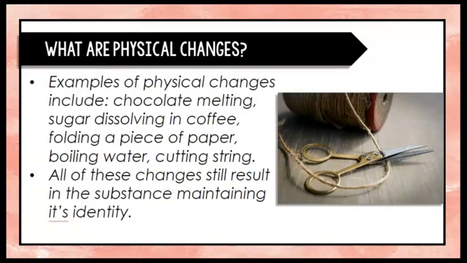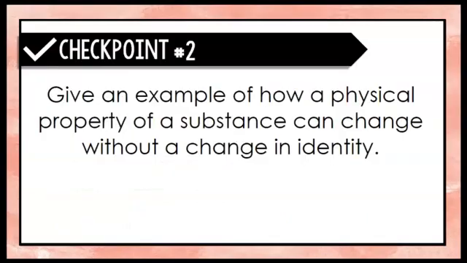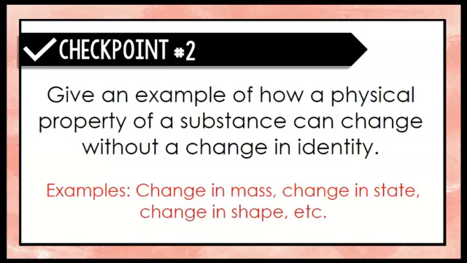Examples of physical changes include chocolate melting, sugar dissolving in coffee, folding a piece of paper, boiling water, cutting string, and so on. All of these changes will result in the substance maintaining its identity. So pause the video and try this answer. Give me an example of how a physical property of a substance can change without changing its identity.